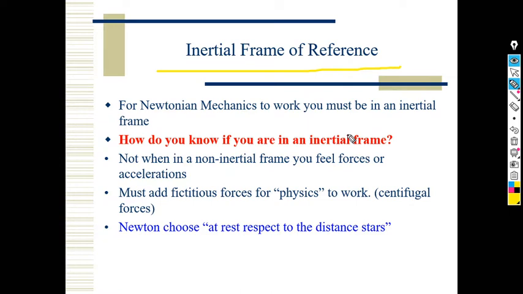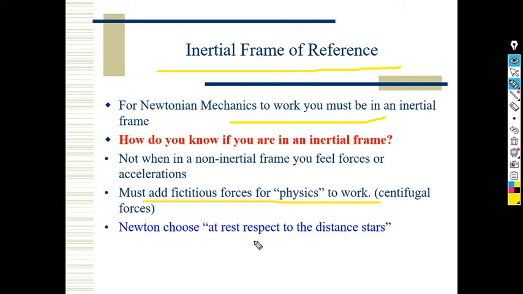There are two types of frames of reference, inertial frame of reference and non-inertial frame of reference. When there is a question of inertial and non-inertial frames of reference, one has to calculate the relative quantities like velocity, acceleration and so on. For Newtonian mechanics to work, it must be an inertial frame. How do you know if you are in an inertial frame? In a non-inertial frame you feel forces or accelerations. Hence, add fictitious forces for physics to work, such as centrifugal forces.